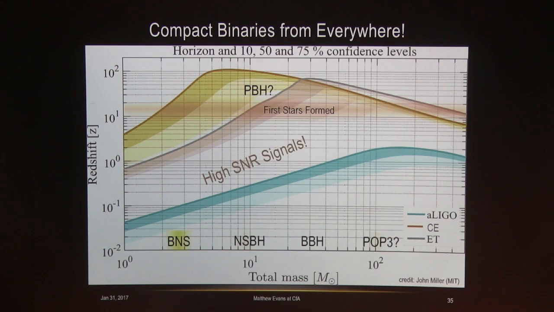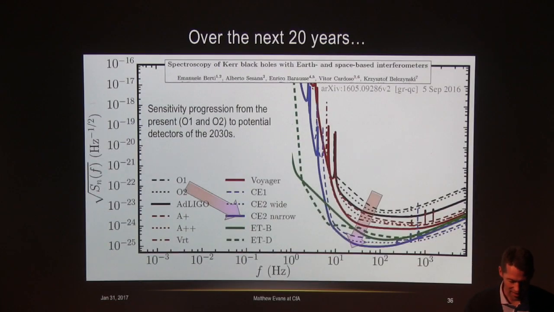All right, so we can get out to high redshift for these things. And that's nice. It's high enough that if these black holes are coming from stars, then we can potentially detect compact binaries from everywhere in the universe, everywhere where they might exist.